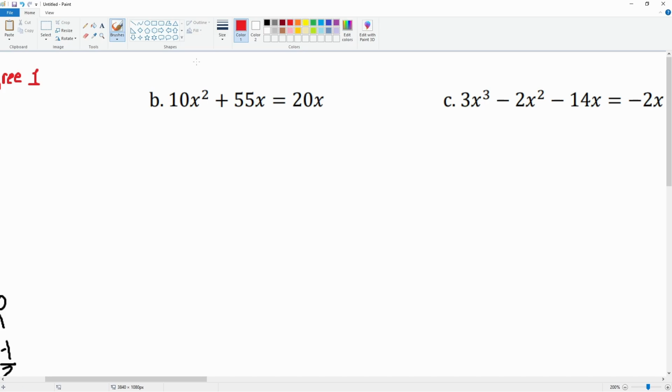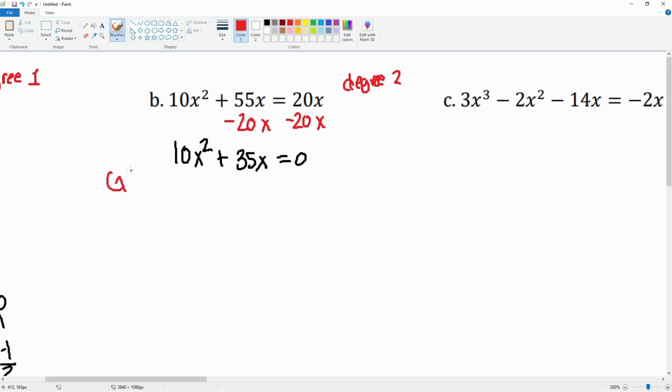First of all, notice this is a degree 2. The fact that it's degree 2 requires you to factor in some way. So we want this to be equal to 0. Subtract 20x from both sides. This now leaves you with 10x squared plus 35x equal to 0. Here you could try to set up your dashes, or you could look for a GCF. The GCF here is going to be 5x. What is left over is 2x from the 10x squared, plus 7 from the 35x, equals 0.